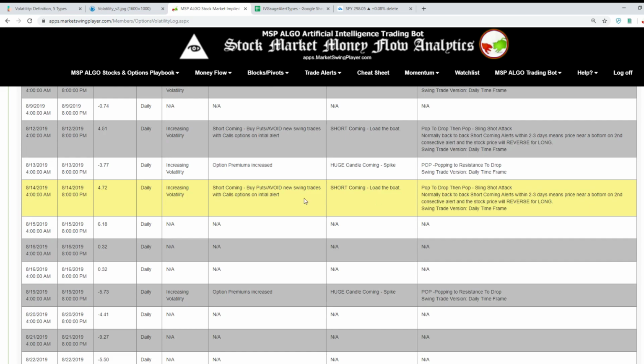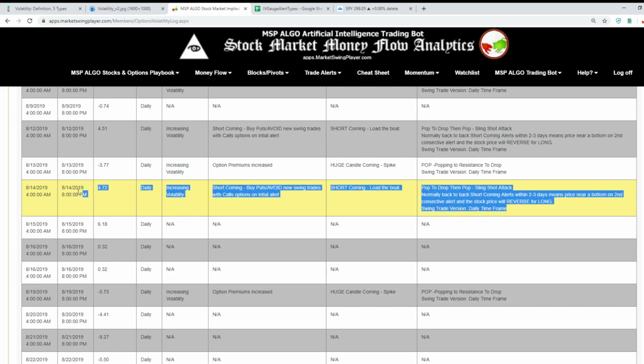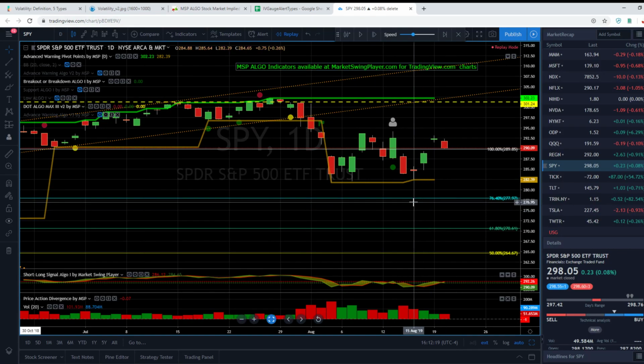And then we got another slingshot alert within that 2 to 3 day time frame. So that kind of confirms what? Normally, back-to-back short-coming alerts within 2 to 3 days means price near a bottom on the second consecutive alert, and the stock price will reverse for long. So we think we're near a bottom at this point on the 14th of August, okay? So on the 14th, that alert actually counts for the next day. So that was exactly the bottom.